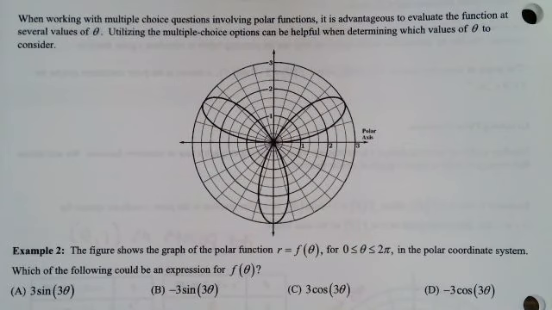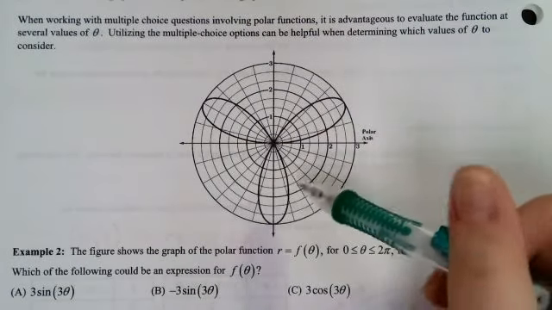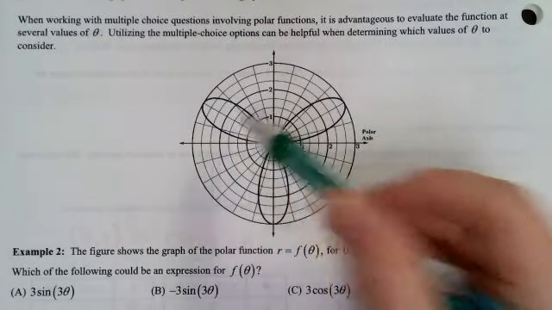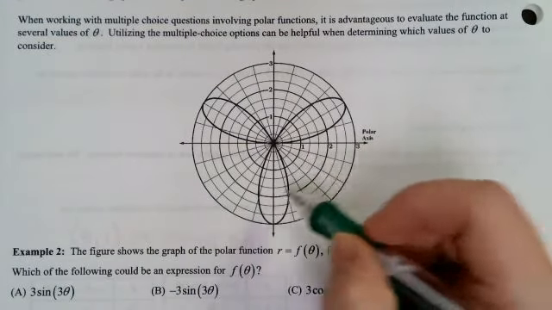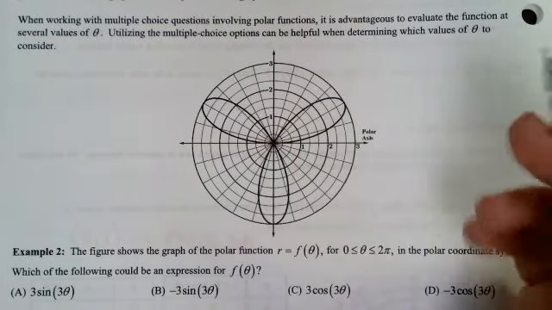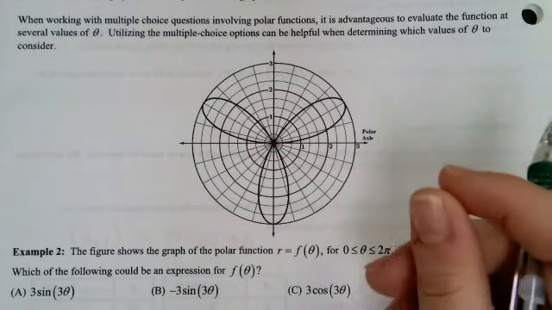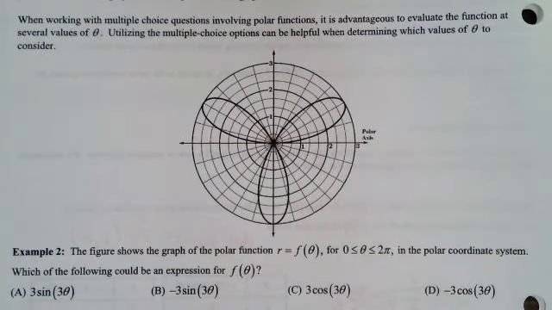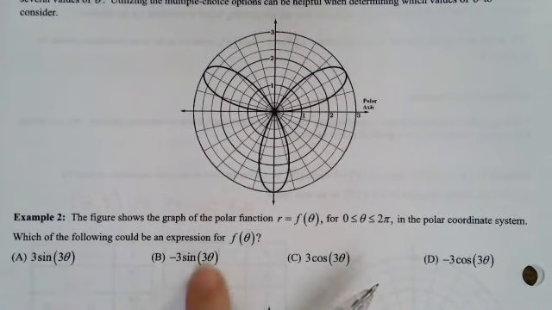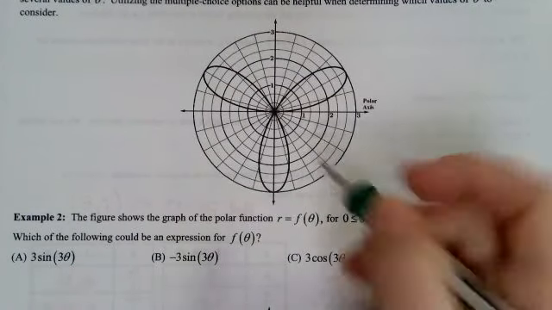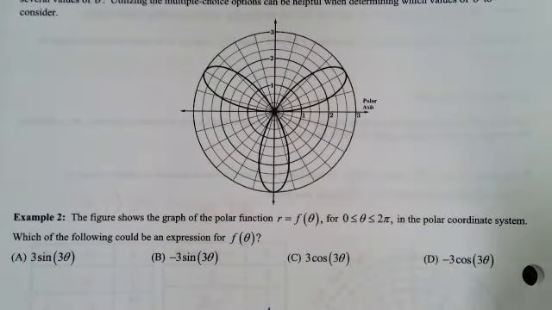Such as for this function, I see that there are 3 little petals, right? And so that tells me that there's an odd number of petals. To me, that tells me that we're going to have a 3 inside of the function that's being multiplied times theta. Now you're going to see that in every answer choice. Okay, but the 3 petals signify that to me.